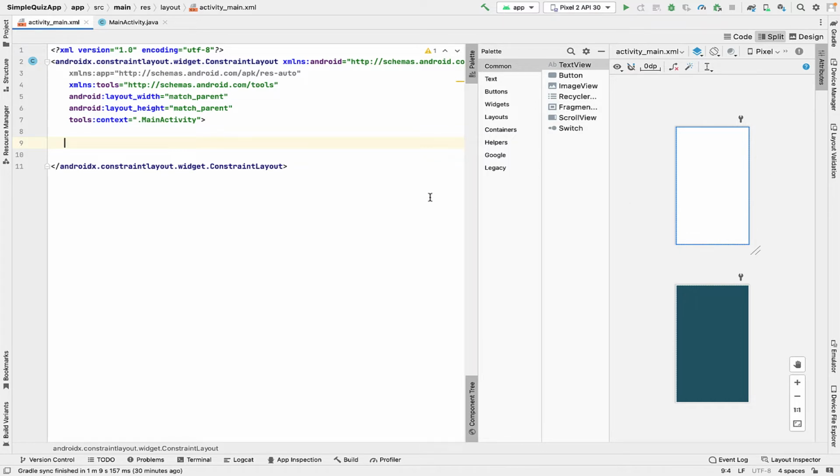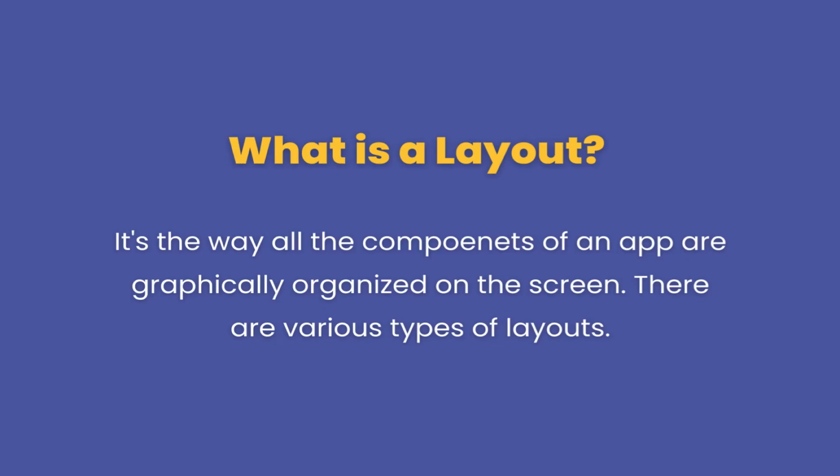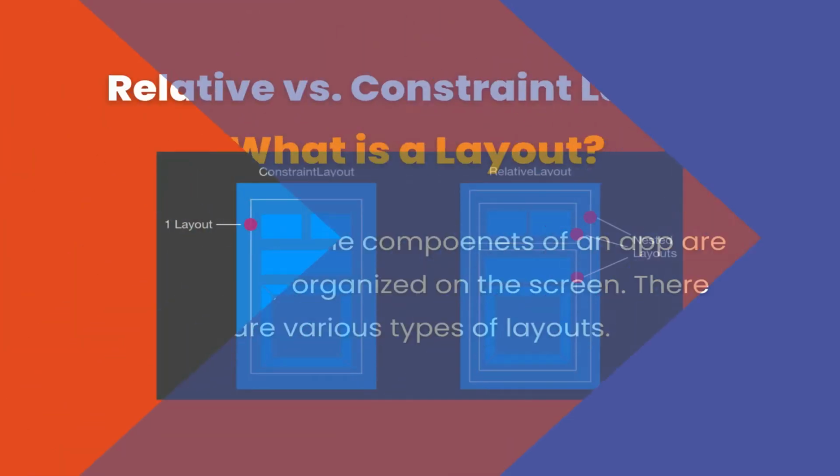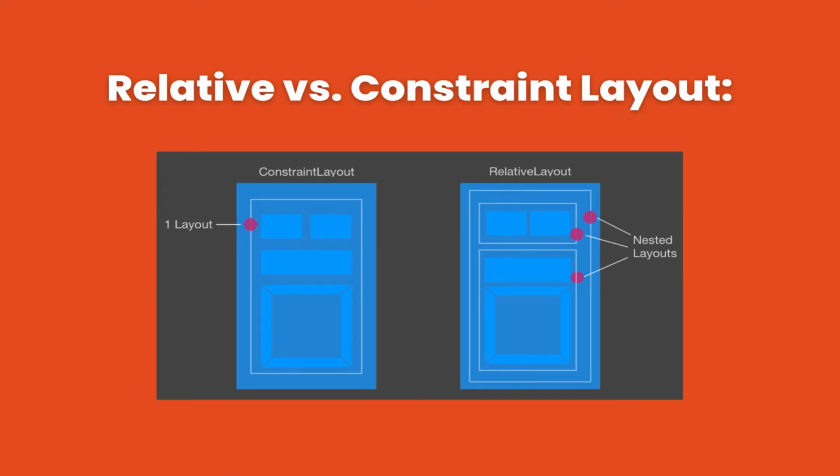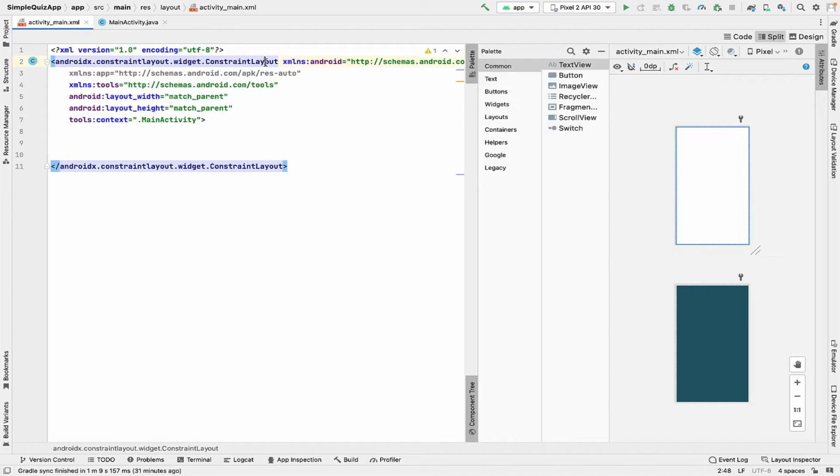Now, you can see this code here that says constraint layout. So what is a layout? A layout is just the way all the components in an app are organized on the screen. For this app, we will use a relative layout instead of a constraint layout. This is what the organization or outline of a constraint layout and relative layout looks like. As you can see, there are differences in how the components are organized.